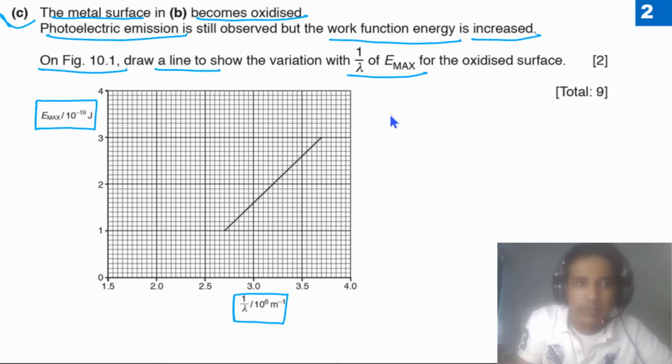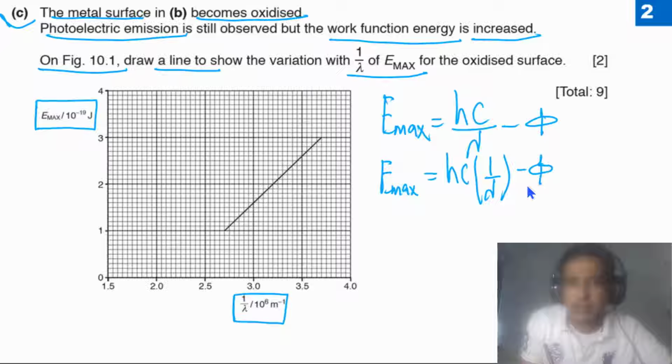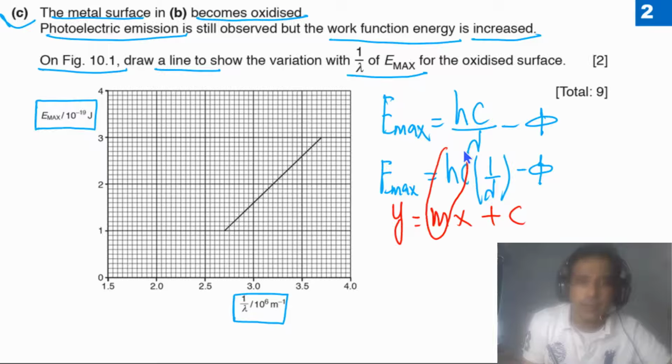First of all, we can write down Einstein's photoelectric effect equation. Emax is equal to the energy of the incident photon minus the work function. We can rearrange this a little bit: Emax is equal to hc times 1/lambda minus the work function. Now we can compare this with the straight line equation, y is equal to mx plus c. In this case we have the gradient, and this is positive, and the y-intercept is equal to minus the work function.